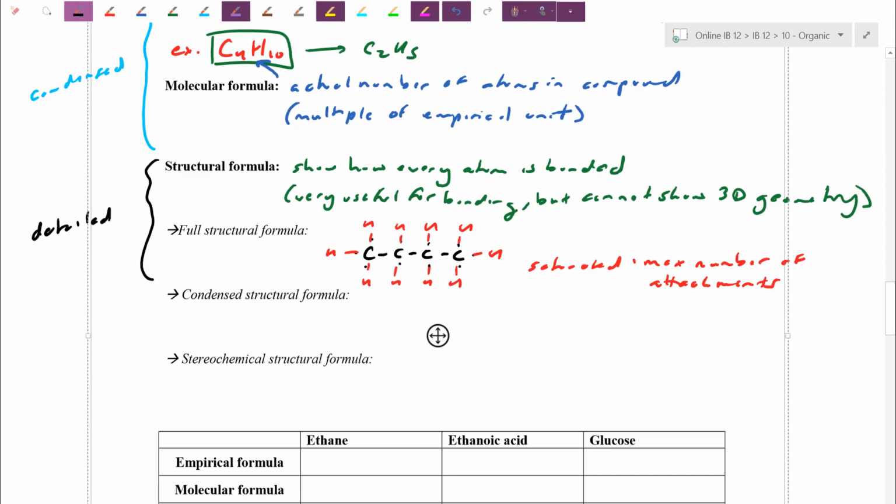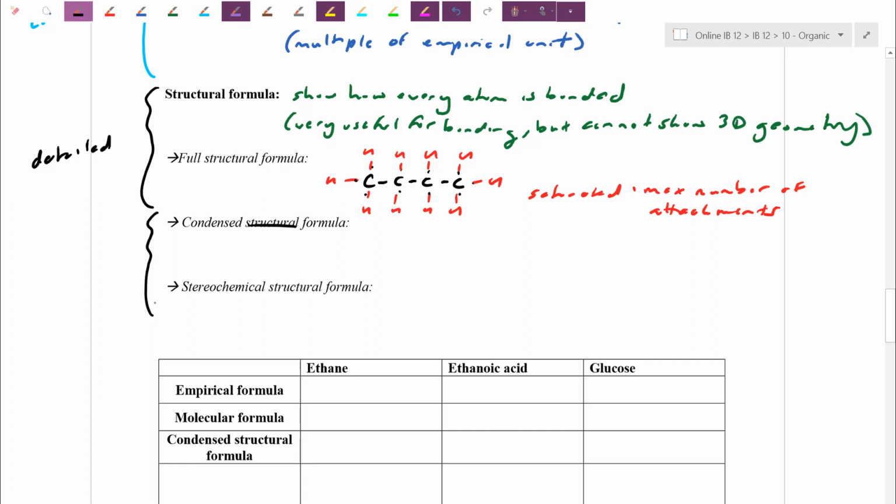So what we're going to introduce, somewhere in the middle, an intermediary, is called a condensed structural formula, or just condensed formula for short. These are somewhere in the middle. All are good ways of representing these compounds. Condensed formula shortcuts some of it but leaves some of it out. It's going to shortcut all the hydrogens. I'm going to imply that the rest are saturated with hydrogen anyway. Why bother showing all the hydrogens?